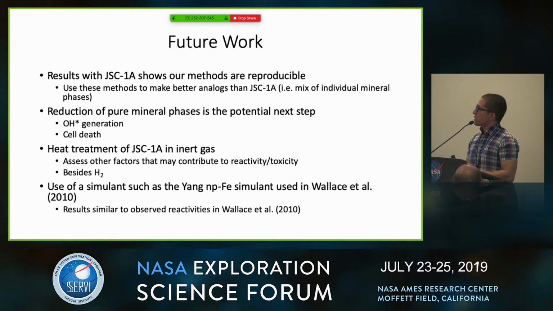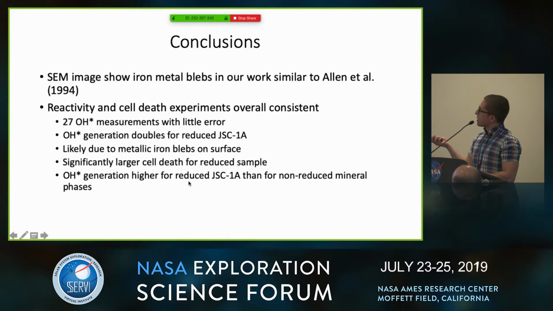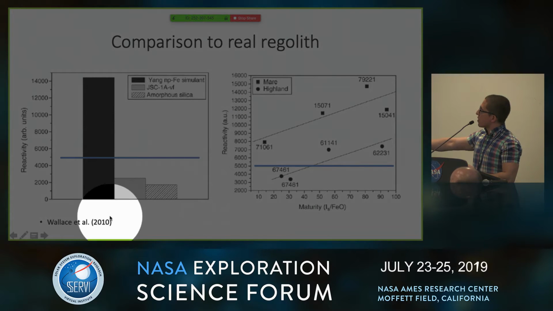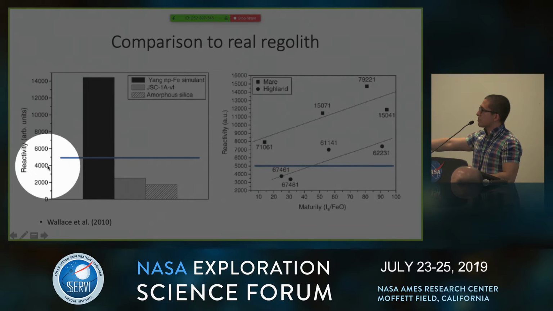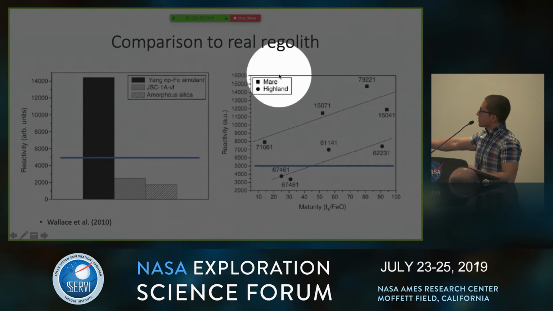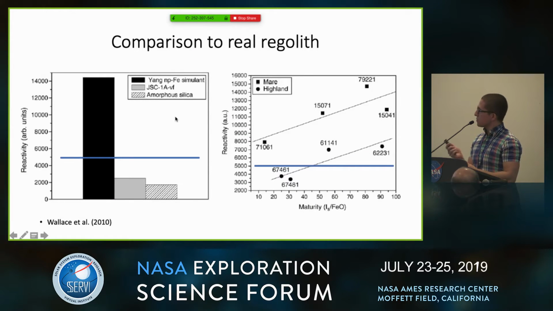Something we would also like to do is try to obtain this nanophase iron simulant, let me go back real quick, and then try to get some similar data to what they have here, and maybe change this y-axis from arbitrary units to actual OH radical generation. Then we can more effectively compare to what they got over here for the reactivity of actual Apollo samples.